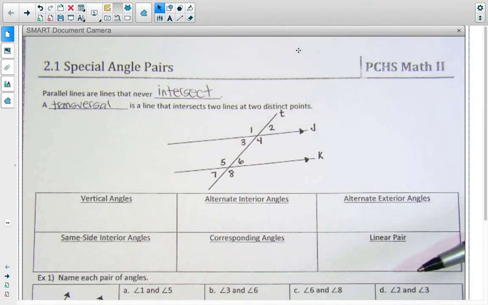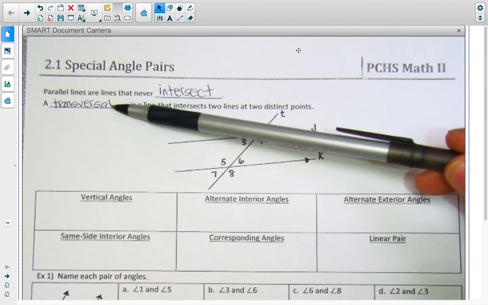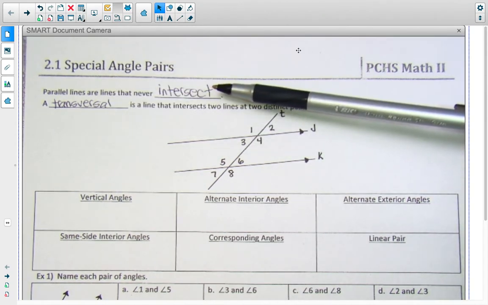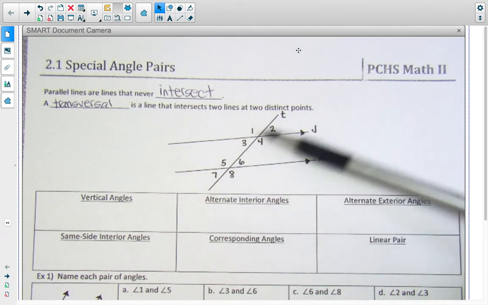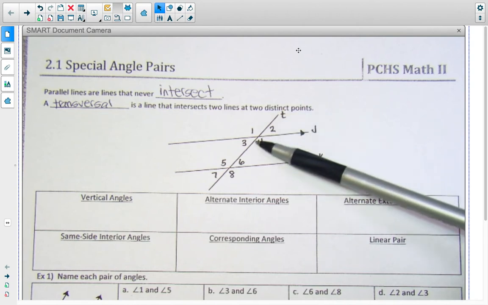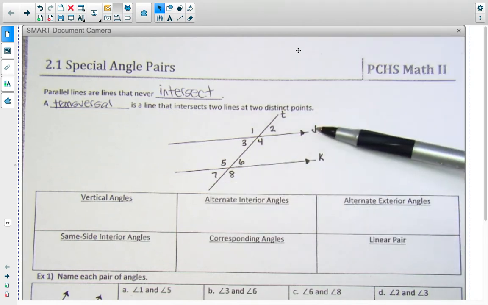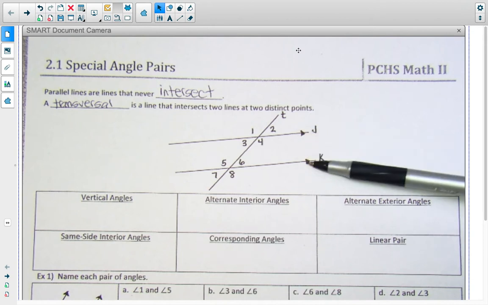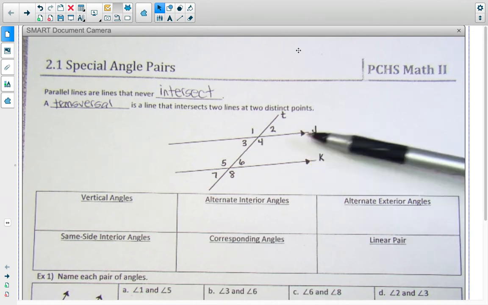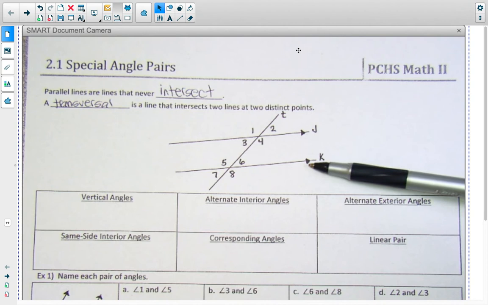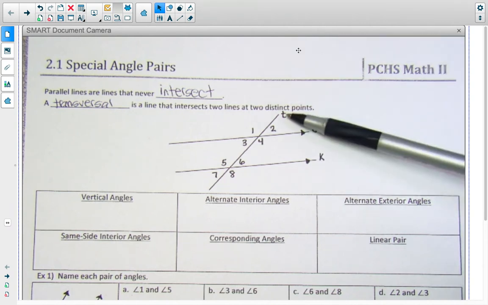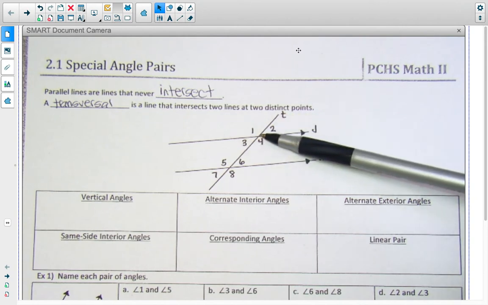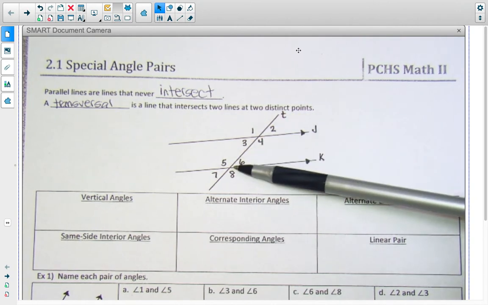A transversal is a line that intersects two lines at two distinct points. Transversal may be new to you, but parallel lines, I'm sure you've heard of those before. So let's take a look at our picture here. This is T. T is the transversal that's cutting the lines. J and K are lines, and this symbol here means that they are parallel to each other. This is an arrow and that's an arrow. They're going the same direction. They're parallel to each other. They will never intersect. And T intersects these two lines at this point here and at this point here.